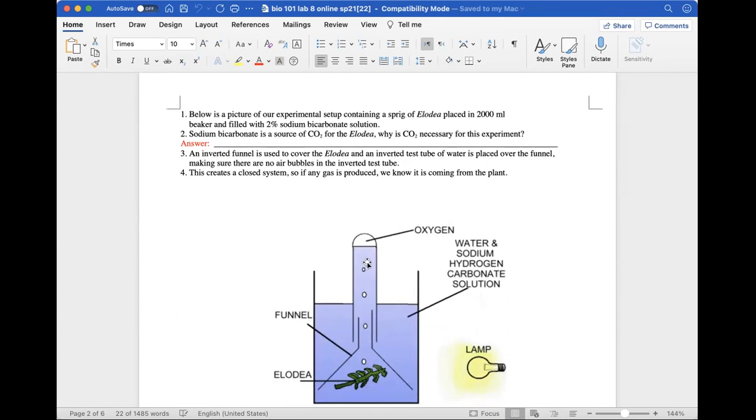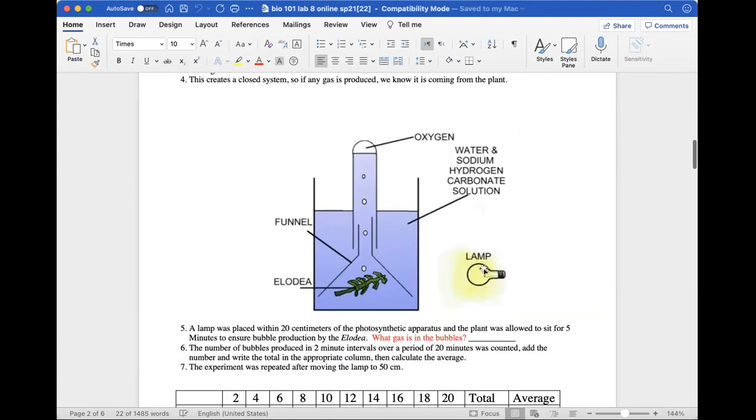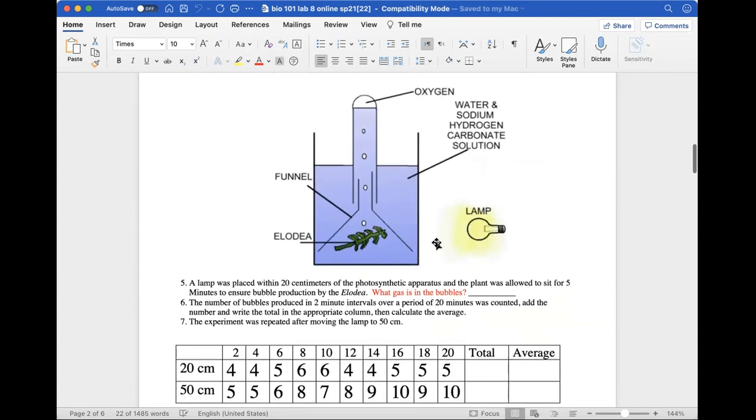We use an inverted funnel to cover the Elodea, and an inverted test tube of water is placed over the funnel, making sure that there are no air bubbles in the inverted test tube. This creates what we call a closed system. So if any gas is produced from the Elodea, the bubbles will be coming from the plant and nothing else. Then we're also going to put a light next to our experimental setup to see how the intensity of the light has an effect on photosynthesis of this plant.